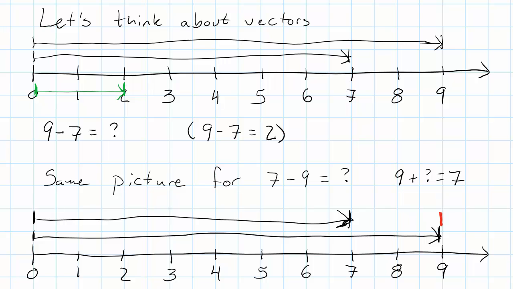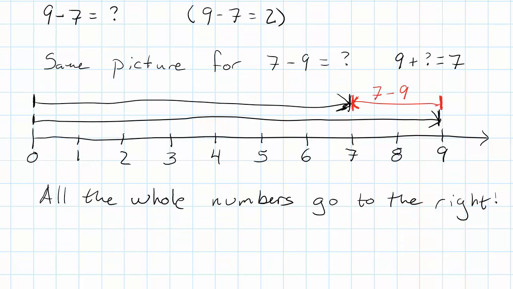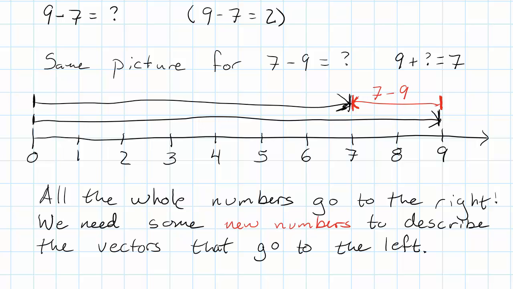So we start out here at the end of 9. We go to the left, and we get to the end of 7. This vector, whatever it is, is our answer to 7 minus 9. All the whole numbers go off to the right. How the heck am I going to get some numbers to go to the left? We need some new numbers. We're going to need some brand new numbers to describe the vectors that go to the left, and we're going to introduce them in our next video.